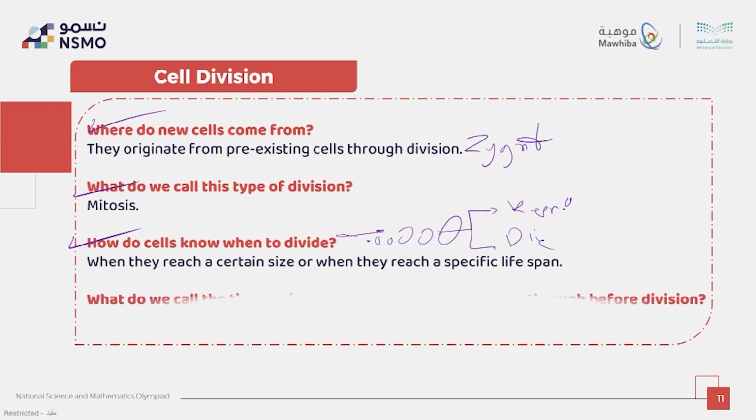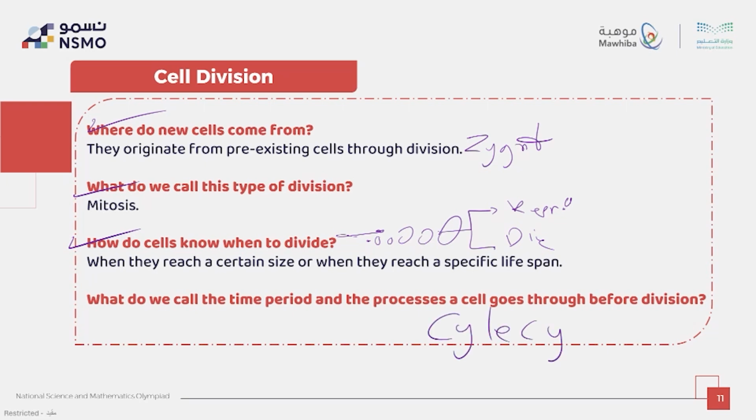Question number 4. What do we call the time period and the process a cell goes through before division? We call it the cell cycle. Okay, cell cycle. Now we have a good image, a better understanding and a better introduction for the second stage of cell division, mitosis.